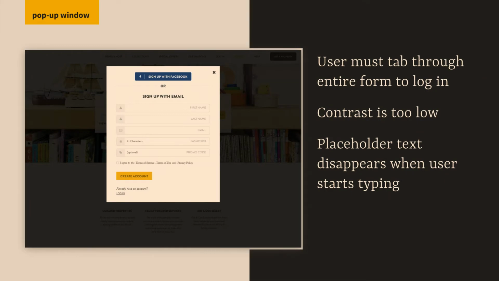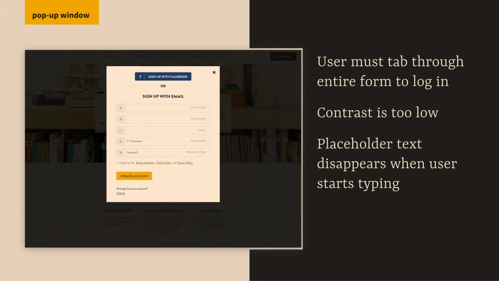So you click on the sign up link in the main nav and you get this pop-up window here. And at the top there's a button that says sign up with Facebook, and below that there's a form to sign up with email, and below that there's a link to log in if you already have an account. So what this means is that if you're a user who already has an account, you have to tab through the sign up with Facebook button and this entire form to get to that login link, and that's a lot of tabbing.